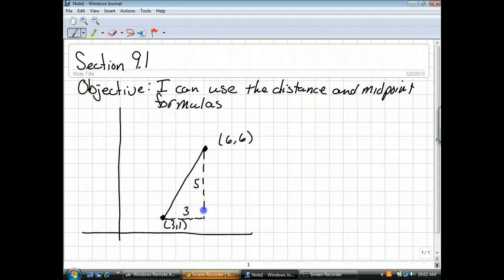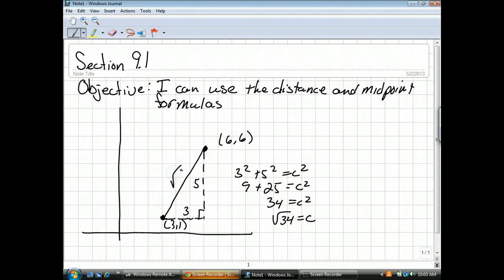And so by the Pythagorean theorem, we know that 3 squared plus 5 squared has to equal c squared. So the square root of 34 equals c. So this distance is the square root of 34.